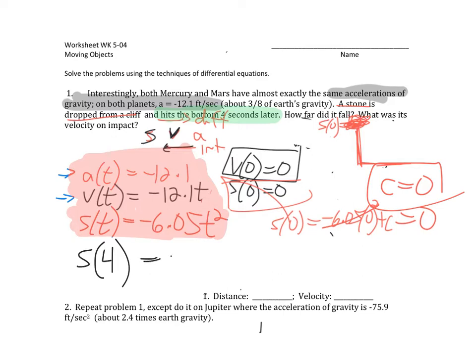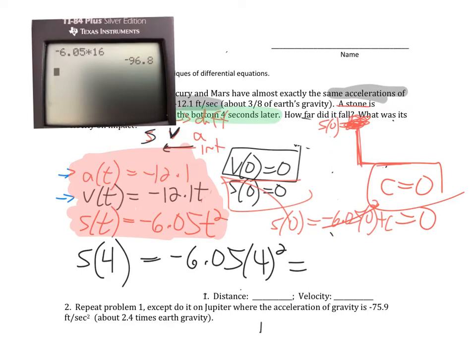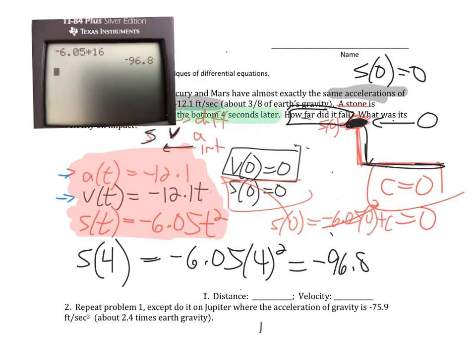So here we're going to go negative 6.05 times 4 squared, or negative 6.05 times 16. So here it's going to be negative 96.8. Now that's confusing because the question says, how far did it fall? Since we started off the question by saying at 0 seconds, the height was 0, this point up top is 0, which means it dropped 4 seconds and hit the ground 96.8 feet under where it started.